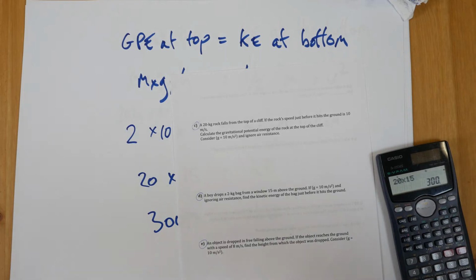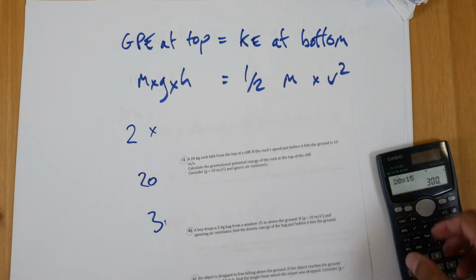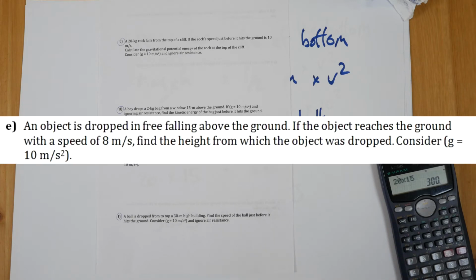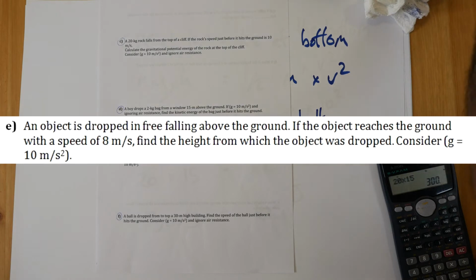Let's have a look at E. Now these do get subsequently a little bit harder, but we've got to do our best. An object is dropped in free fall above the ground. If the object reaches the ground with a speed of 8 meters per second, find the height from which the object was dropped. Consider G equals 10 meters per second squared. Slightly more tricky question, but fear not.